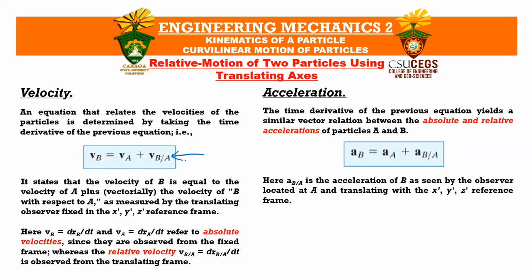And for the acceleration, the time derivative of the previous equation, which is the velocity equation, yields a similar vector relation between the absolute and relative accelerations of particles A and B. That is vector a of B is equal to vector a of A plus vector a of B relative to A, where vector a of B relative to A is the acceleration of B as seen by the observer located at A and translating with the x prime, y prime, z prime reference frame.